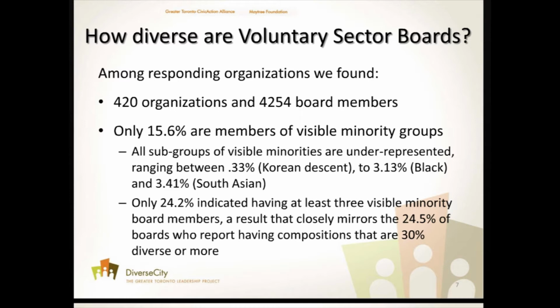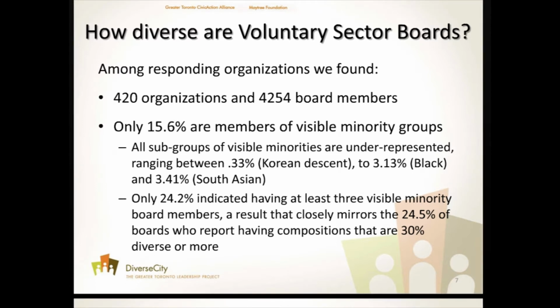Among these organizations, we see subgroup participation ranging from less than 1% attributed to those of Korean descent to as much as slightly more than 3%, almost 3.5%, for members of the Black community and South Asian community, respectively. On a more positive note, I would think, we see that almost a quarter of boards are now indicating that they have at least 3 visible minority members, and this result closely mirrors the boards that have a composition of 30% diversity or more. And this 30% threshold is something that we'll come to later in the presentation as well.